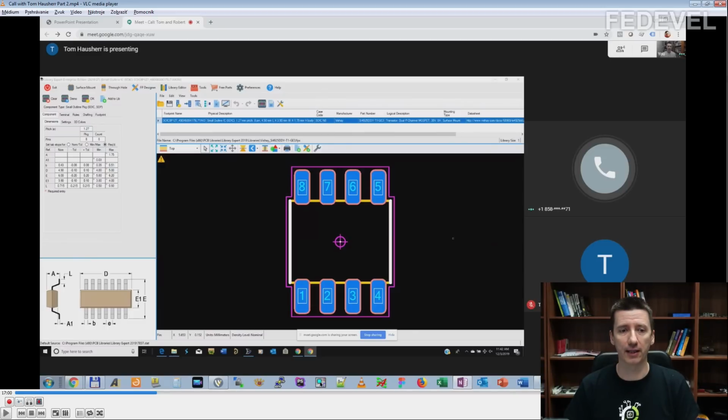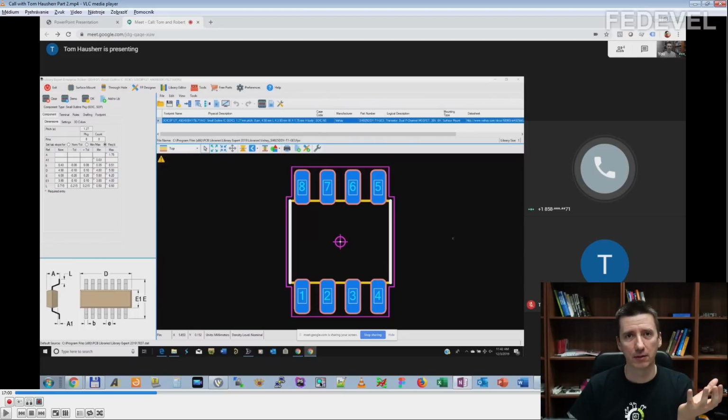And this was really good information, because before I knew these details about IPC, sometimes I got scared. When people say, do you follow IPC? Do you know this IPC? Do you create footprints based on the IPC? I was like, I don't really know much about IPC, but does it mean that the footprints or boards that I design are wrong?